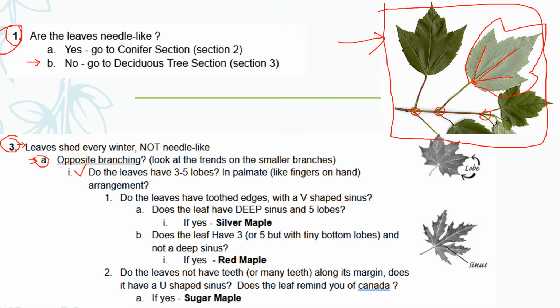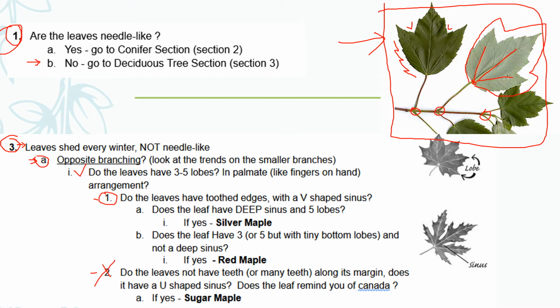What are the next questions that we have to answer yes or no to? Do the leaves have toothed edges with a V-shaped sinus? Or do the leaves not have teeth along the margin, and do they have a U-shaped sinus? So let's look at ours. It's definitely got teeth along its edges. And if you look at the sinus, it's definitely V-shaped. This is a very distinct V-shaped sinus. So I would say we fall within category 1 and not category 2.